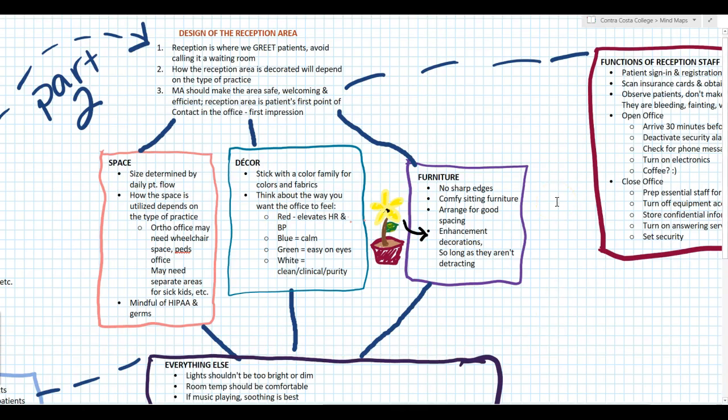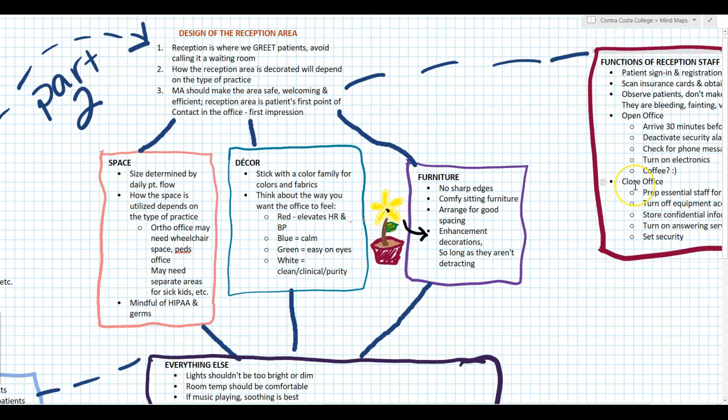pay attention to the colors that are located in different areas. Sometimes the waiting rooms will be blue or green to be more calming. Sometimes the exam areas will be white to imply a sterile area. So just pay attention and see if you can notice a pattern in the colors that are used in the various areas, and see if you can pick up the vibe that they're trying to put out there with the way that the decor is arranged.